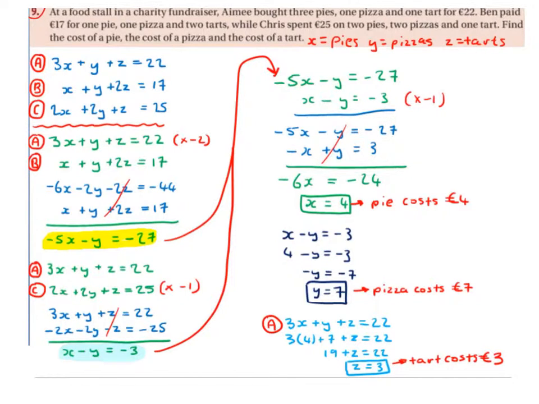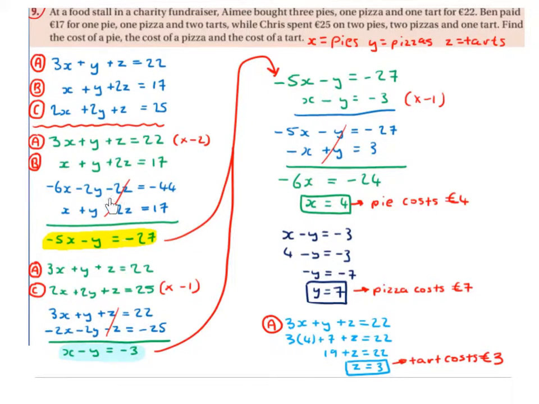So I'm going to take equation A and equation B, and what I'm going to do is multiply equation A by minus 2. So 3X multiplied by minus 2 is minus 6X, Y multiplied by minus 2 is minus 2Y, Z multiplied by minus 2 is minus 2Z, 22 multiplied by minus 2 is minus 44.